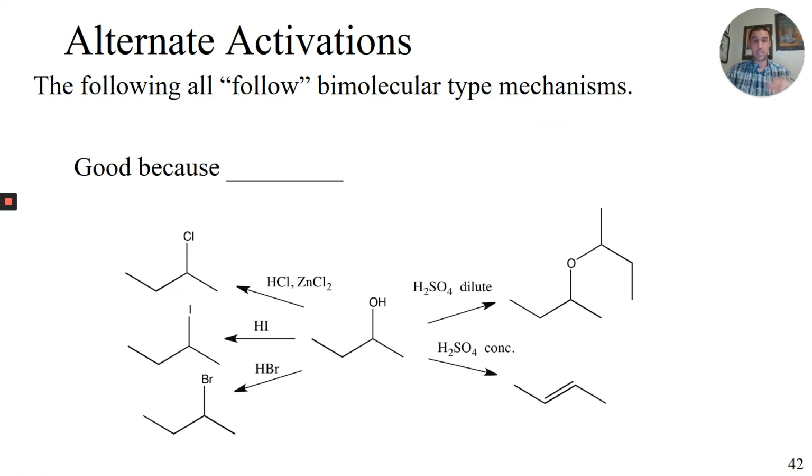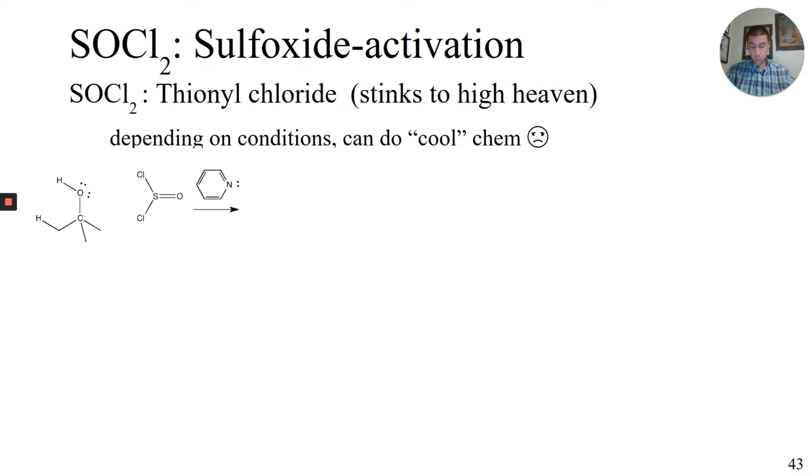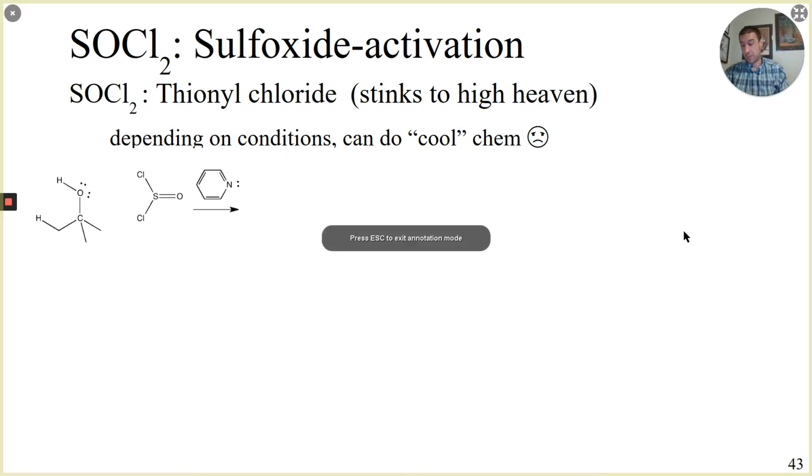So if we continue on with this, we'll start with our thionyl chloride. Depending on those conditions, we can get kind of alternate chemistry happen. The first thing that I'm going to do is ignore the presence of pyridine, because I think pyridine can potentially make it easier or more difficult depending on your perspective.